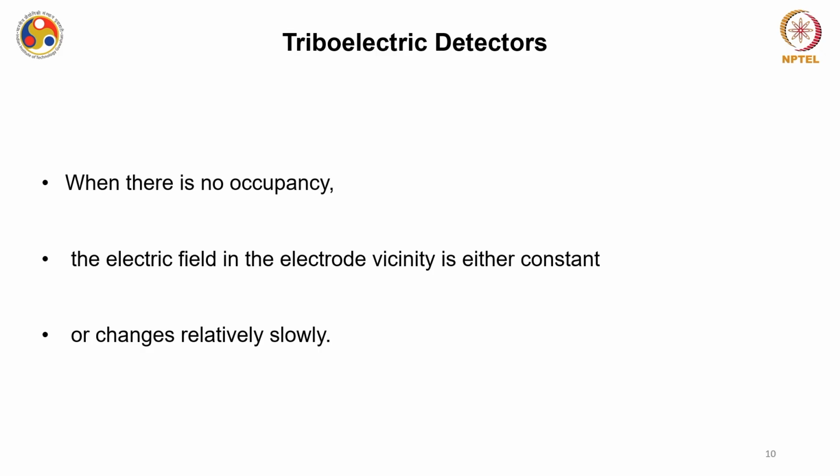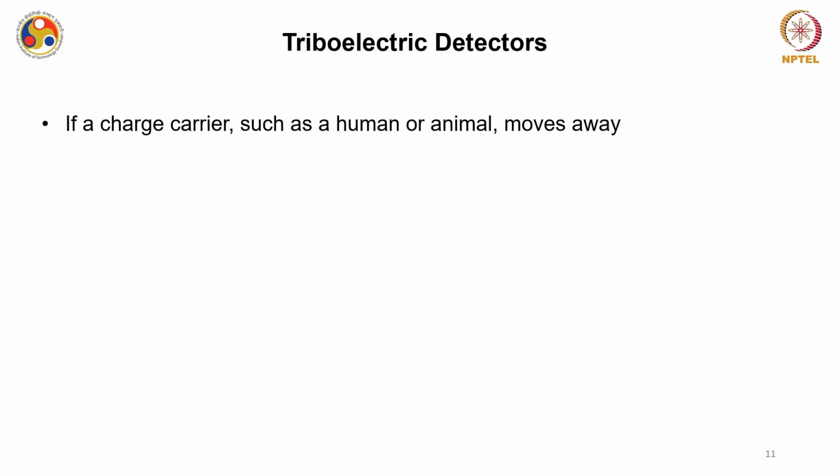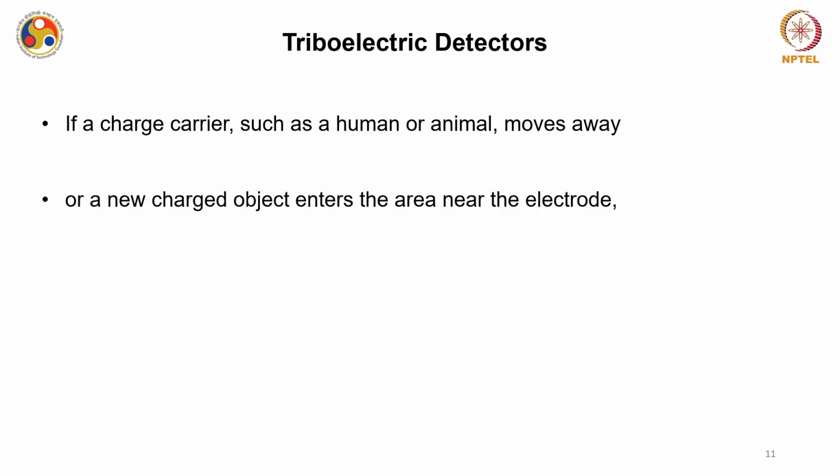When there is no occupancy, the electric field in the electrode vicinity is either constant or changing very slowly, or you can say that it is almost constant. So if a charge carrier such as a human or animal moves away, or a new charged object which is already carrying some charge enters the area near the electrode, the static electric field becomes disturbed. And this disturbance can give you an idea that the place is occupied or something is in motion.